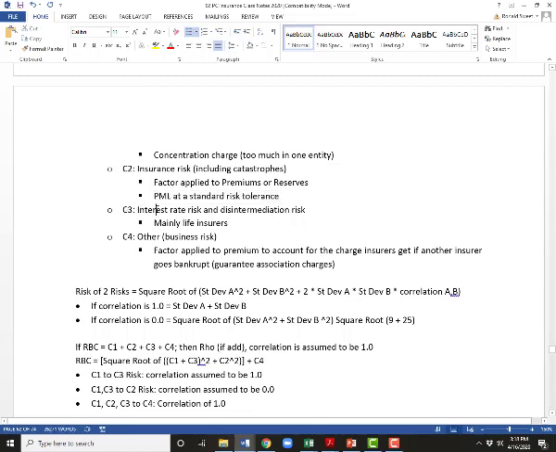C3 is the interest rate risk. It's the risk that your bond prices fall when interest rates rise, or that your liability values rise when interest rates rise, so you lose net worth. Mainly a life insurance issue. I'm not sure there's anything there for property and casualty at all. It might be completely zero.